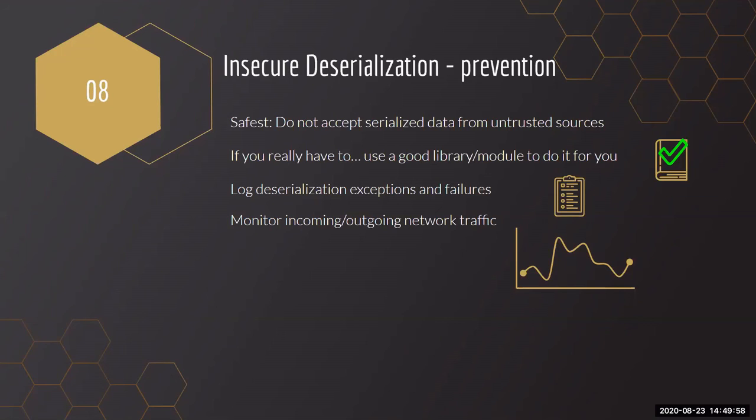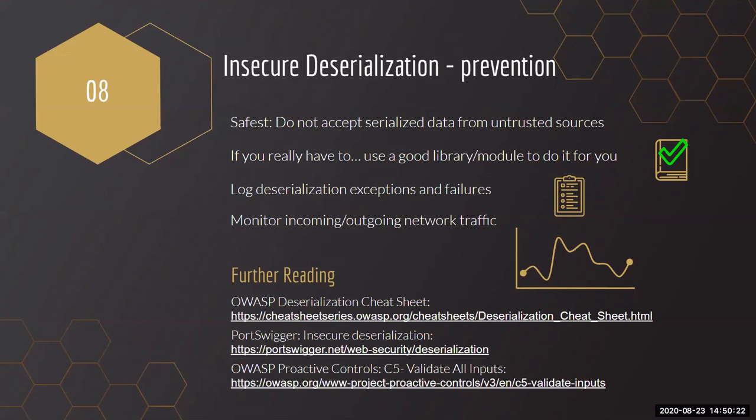You also want to monitor incoming and outgoing network traffic, if you have control over that, or if somebody isn't already doing that. That's a good idea, just in case you see any huge spikes in traffic. That can indicate that there's something nefarious going on, or somebody is looking for a vulnerability in your app.